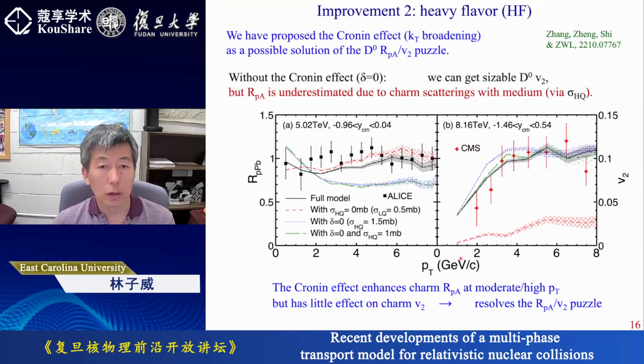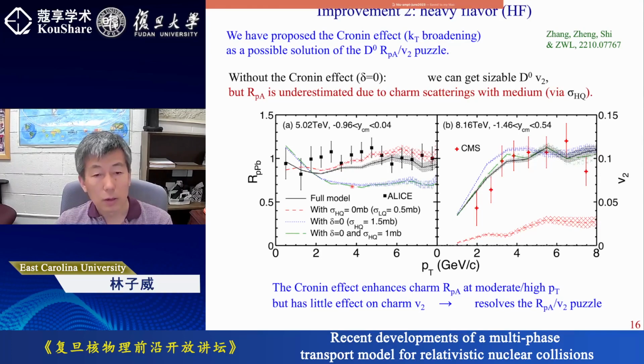Then in this work, we studied p-Pb collisions at LHC energies. And we found that the Cronin effect provides a possible solution to resolve the D0 R_pA and v2 puzzle. So typically, up to now, there is a puzzle about the D meson D0 v2 in LHC p-Pb collisions. In that, the data for p-Pb R_pA, the nuclear modification factor for D0, is pretty flat, as shown by the symbols, versus pT. However, the v2 of D mesons is significant.